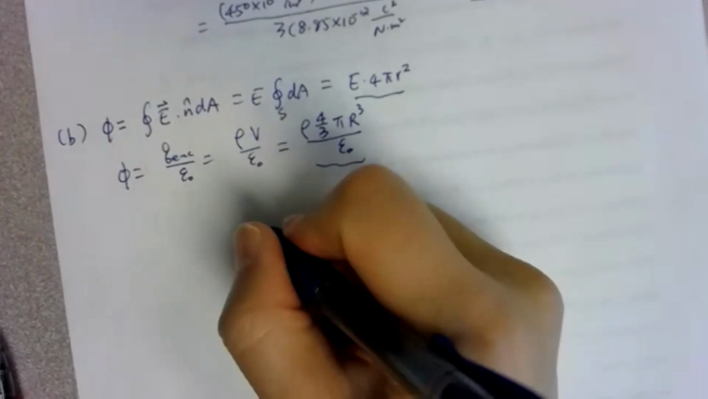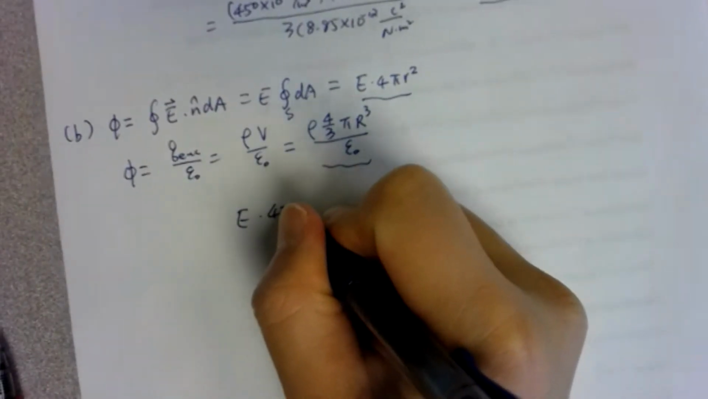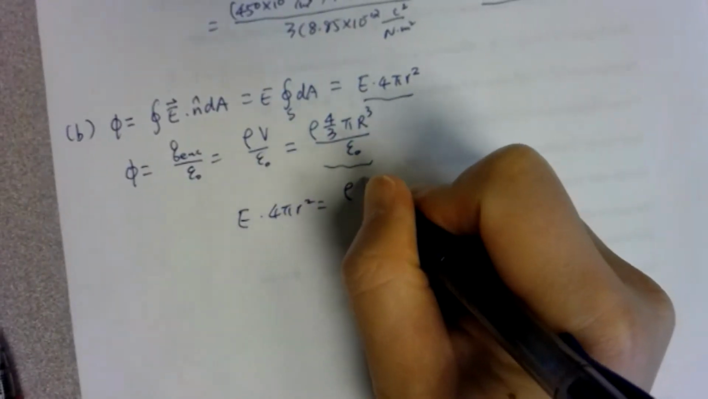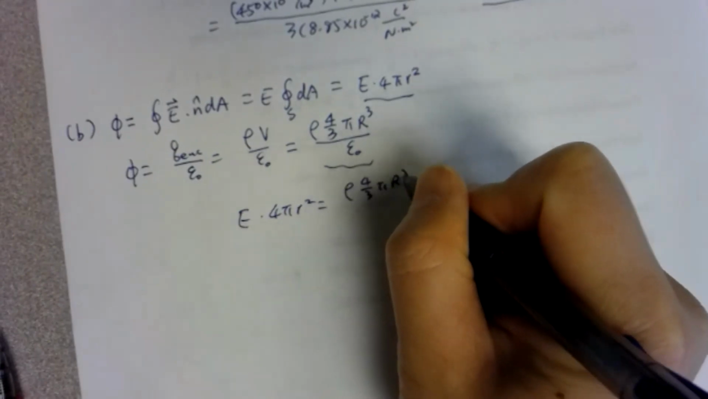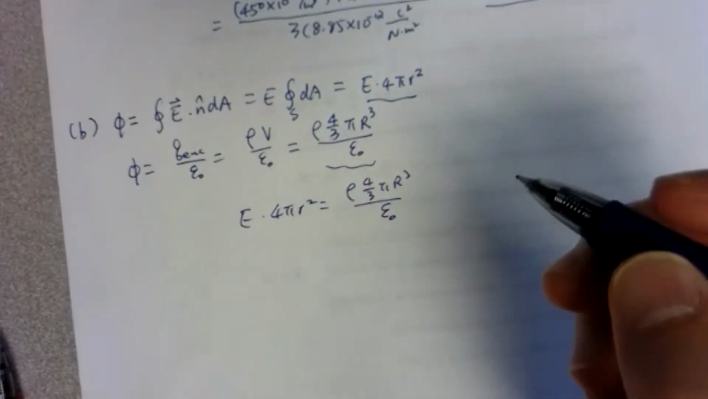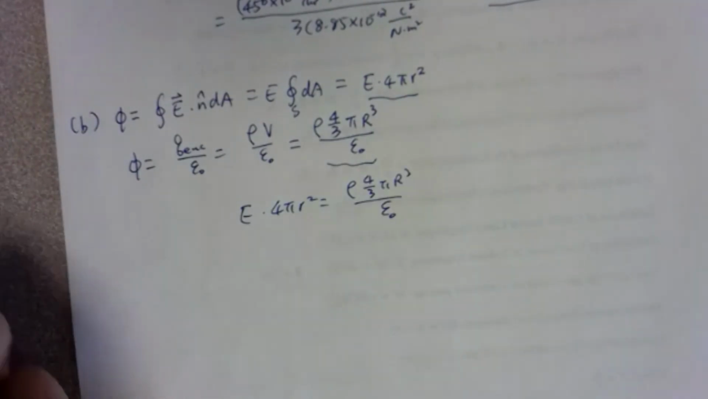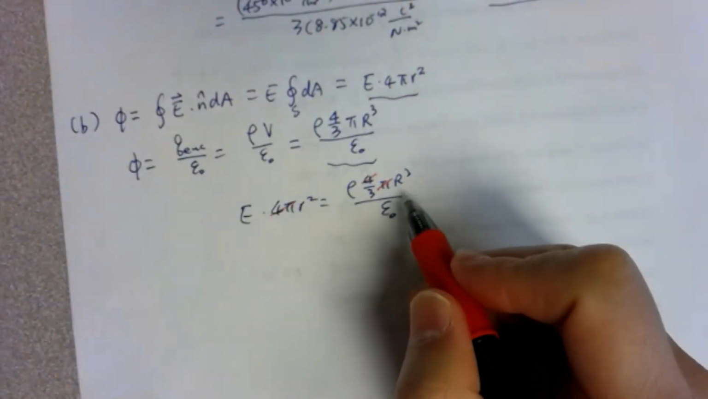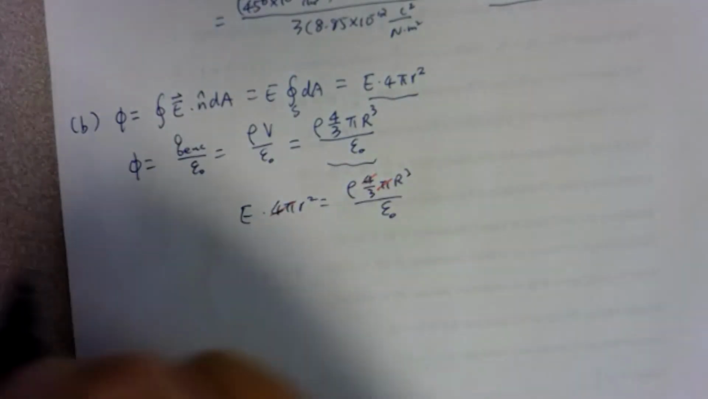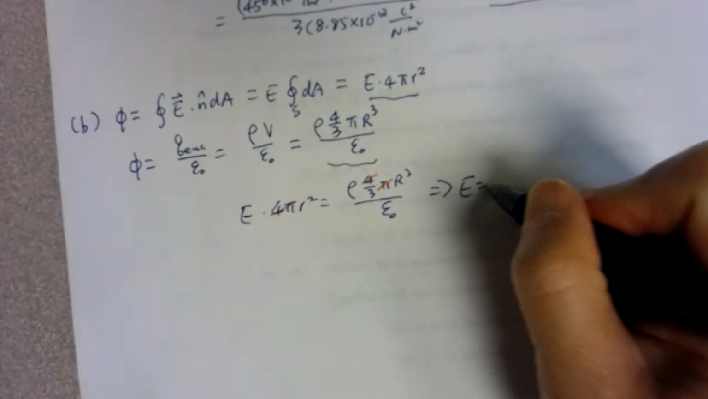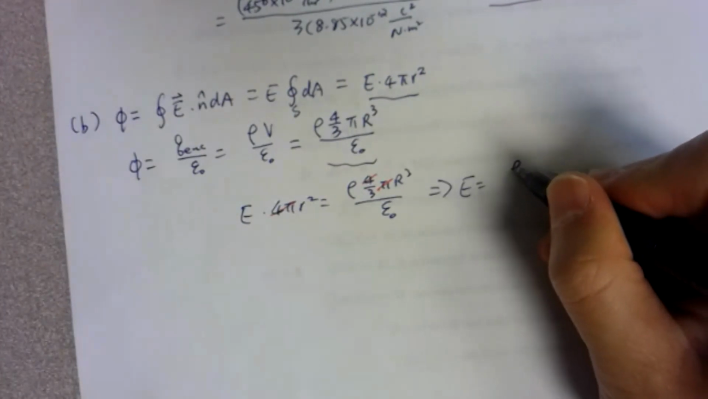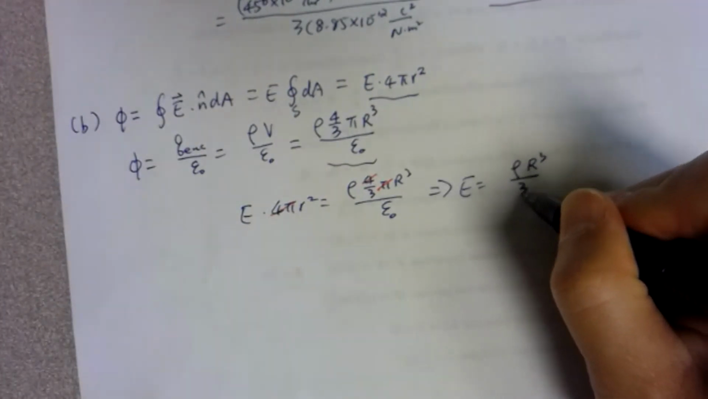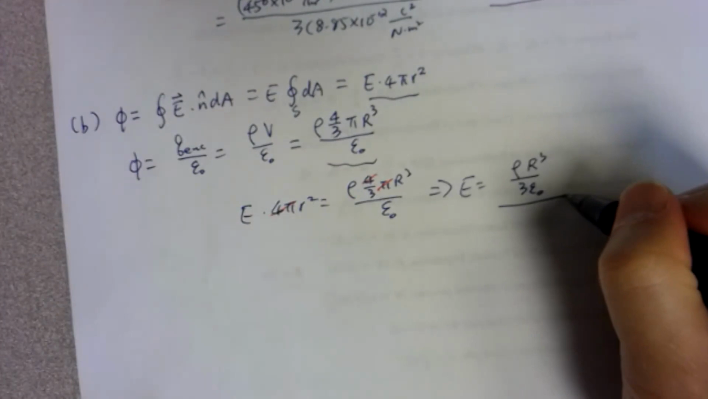So you're going to say E times 4 pi r squared is equal to rho 4 over 3 pi R cubed over epsilon naught. Again, there's some cancellation here. At this time, only the 4 pi cancels, because this is small r and this is capital R, so they do not cancel. So this tells you that E is equal to rho R cubed over 3 times epsilon naught r squared.